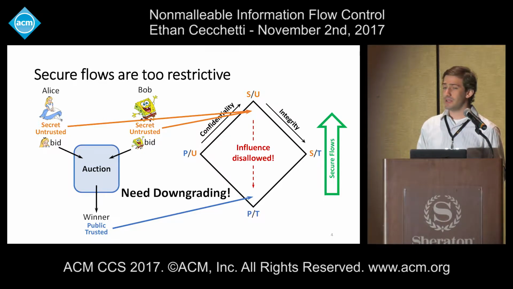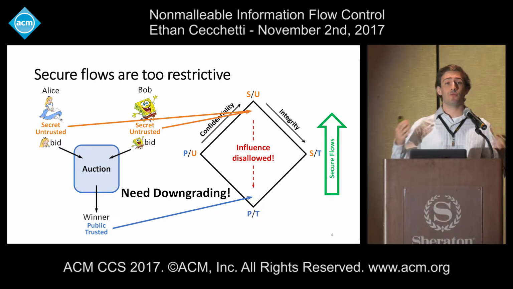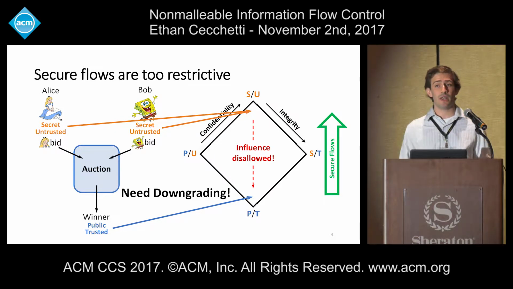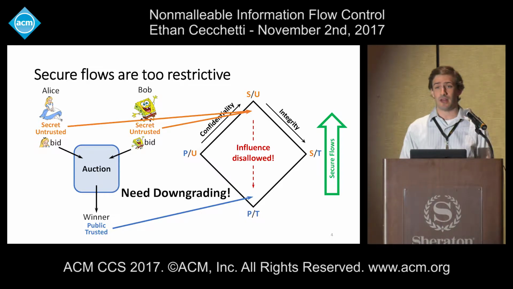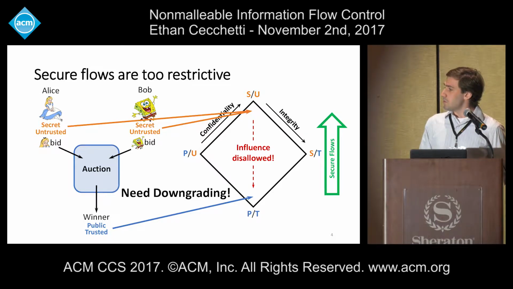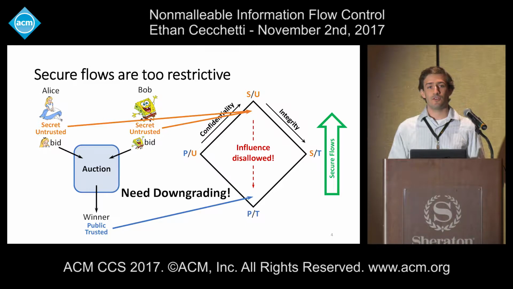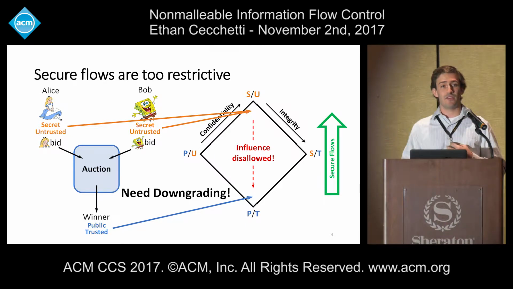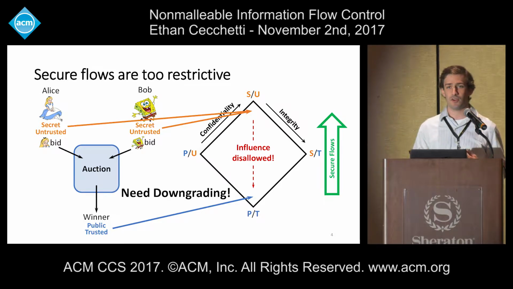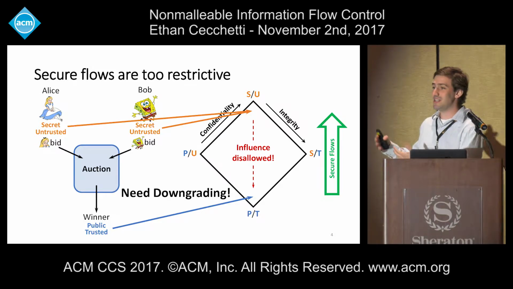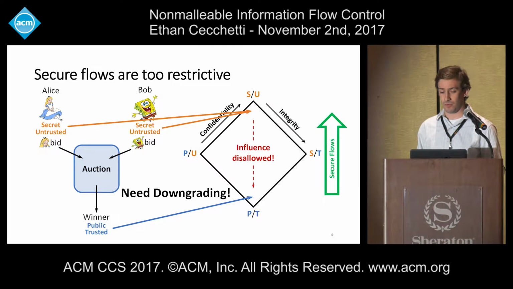The winner, however, needs to be public and trusted. Everyone needs to be able to see who won the auction, and everyone needs to trust that the auction winner was computed properly. This public and trusted label lands at the bottom of the lattice. It's very permissive. Unfortunately, classic information flow says that there's no influence allowed here. These secret and untrusted bids can't influence the public and trusted winner of the auction at all. This is clearly not the behavior of an auction that we want.